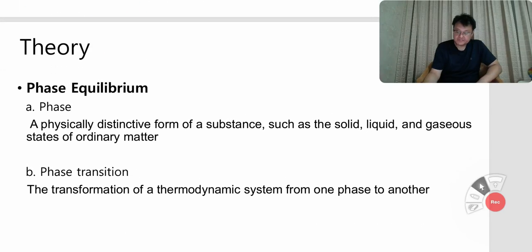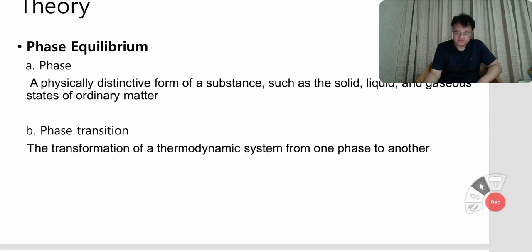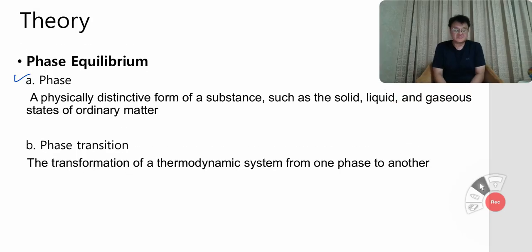Theory. Let me start with phase. What is a phase? A phase is a physically distinctive form of a substance, such as the solid, liquid, and gaseous state of ordinary matter. Okay, so solid, liquid, gas, the typical three different phases of a substance.